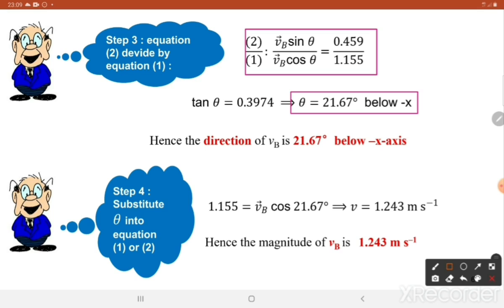So this value of theta represents the direction of vB, which is 21.67 degrees below the negative x-axis. And the last step, substitute the value of theta into the first equation or the second equation, either one. And finally, you will get the magnitude of vB is 1.24 meters per second.